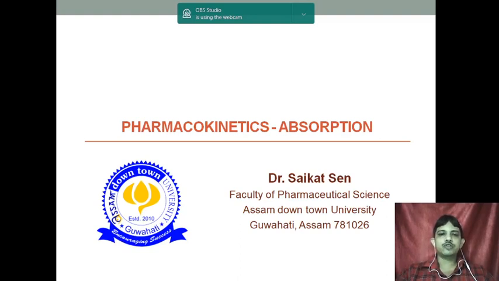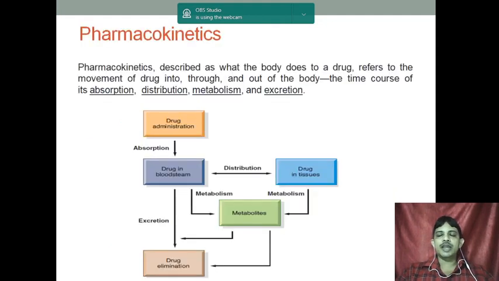Good morning, students. So today we are going to discuss absorption. Before that, in pharmacology, we classify the different parts of pharmacology into pharmacokinetics as well as pharmacodynamics. Pharmacokinetics means what the body does to the drug. That means after administration of the drug, what are the different changes that occur to the drug, from administration to elimination. So this is nothing but ADME, that means absorption, distribution, metabolism and excretion of the drug.